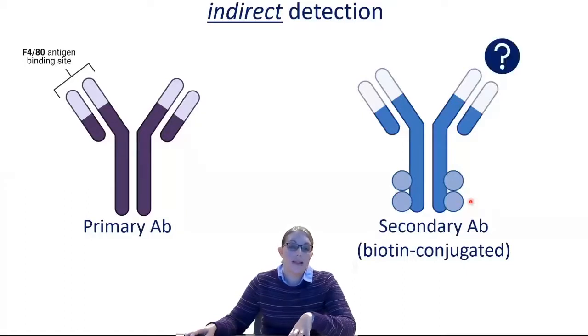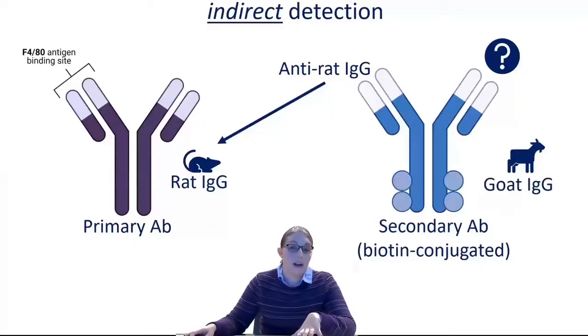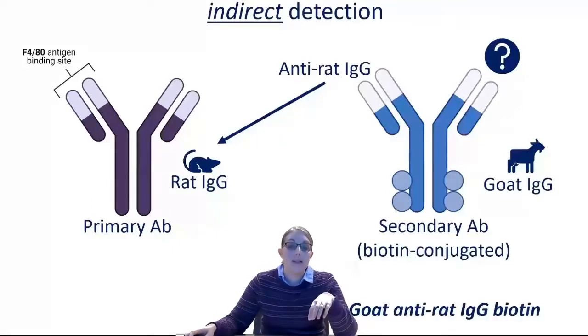But what should our antigen binding site of this secondary antibody actually be targeting? Well, remember I said the primary antibody was raised in rat, so it's a rat IgG targeted against mouse F480 antigen. That means that for the secondary antibody, its antigen binding site should be raised against rat IgG. Most secondaries are raised in animals such as goats, sheep, donkey, maybe even rabbit. But let's say it was raised in goat. What you would actually be looking for is an antibody that's called goat anti-rat IgG biotin conjugated antibody. It's a bit of a mouthful, but it's really important that you understand what each part of that name is referring to.